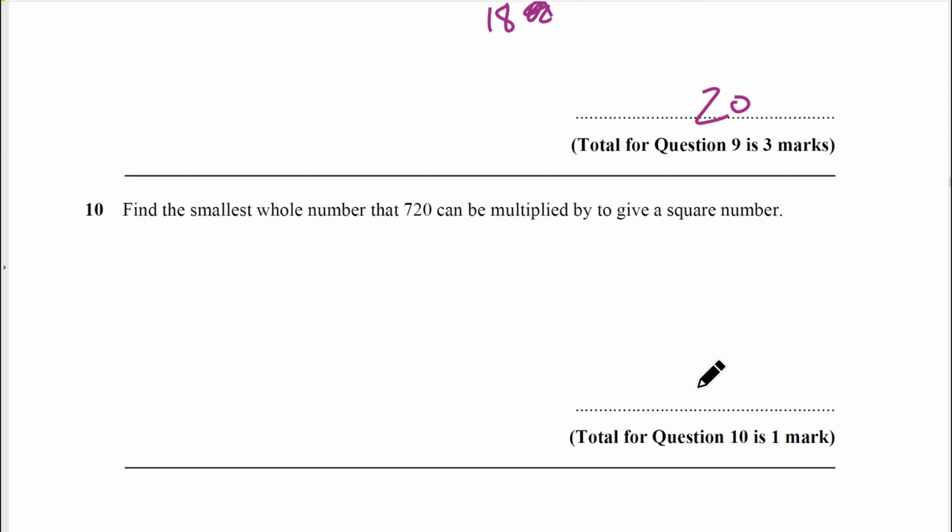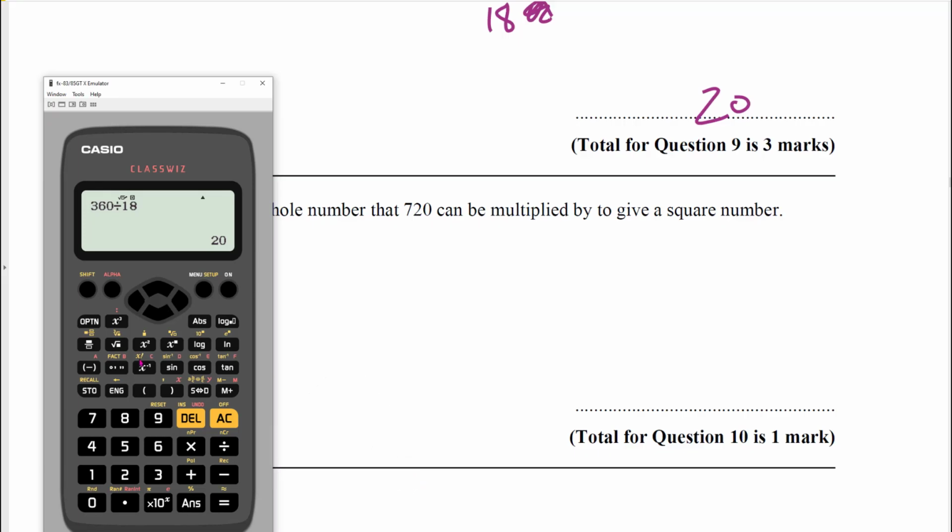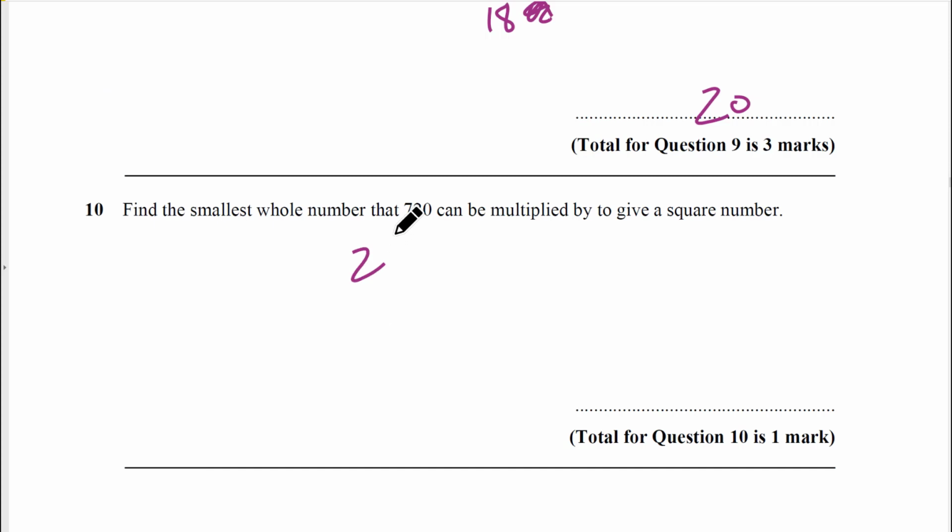Find the smallest whole number that 720 can be multiplied by to give a square number. Didn't we have an LCM question? Factor question. There are two ways to do this. 720 is 2 to the 4 times 3 squared times 5. It is exactly the same as the prime factor tree question. So look at this number, that equals 720. How can we make that a square number?